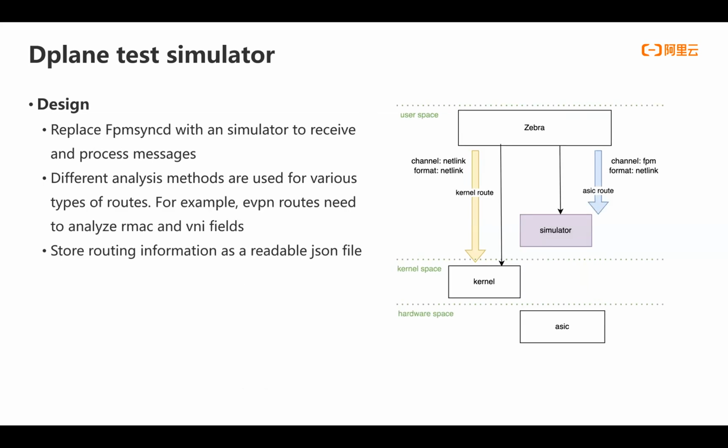So first, we replace IPM SYNC-D with a simulator to receive and process messages, as you can see from this figure. And difference analysis methods are used for various types of routes. For example, EVPN routes need to analyze RMAC and VNI fields. And lastly, I store routing information as a readable JSON file.